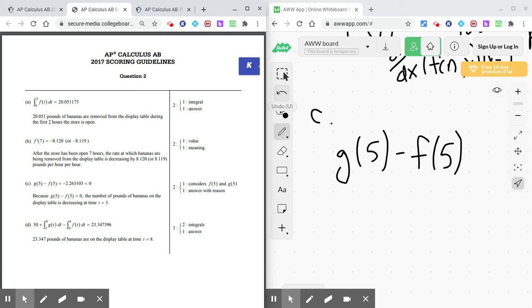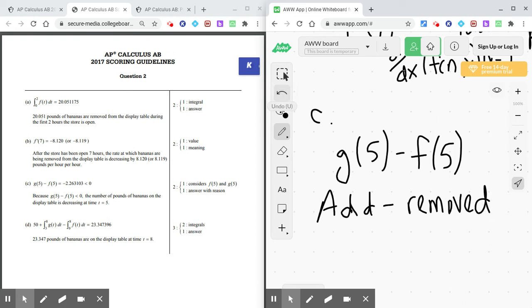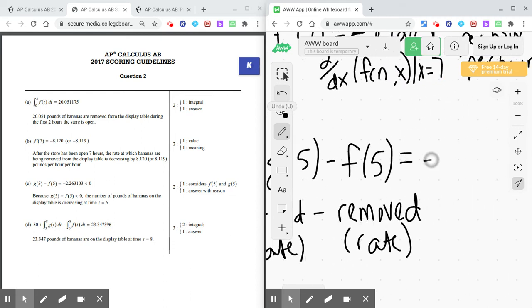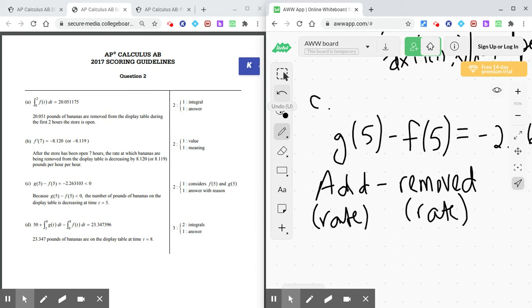right? This is how they're being added minus what's being removed. The rate at which they're being added minus the rate at which they're being removed. So if I put that into my calculator, I get a difference of, and you can see it there, negative 2.263 rounded to 3 decimal places. Since that's negative, they're being taken away faster than they're being added. So the pounds of bananas are decreasing.